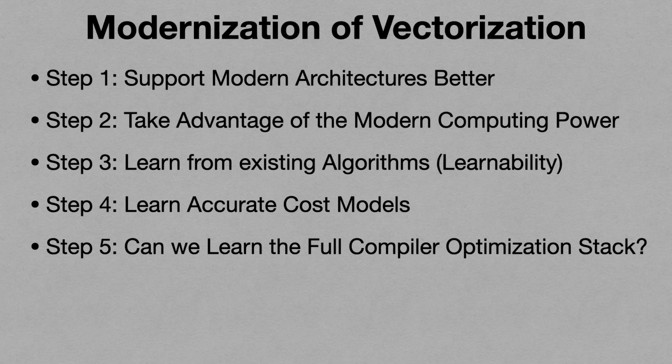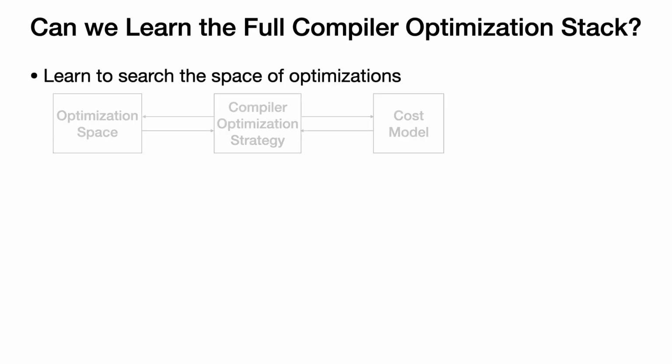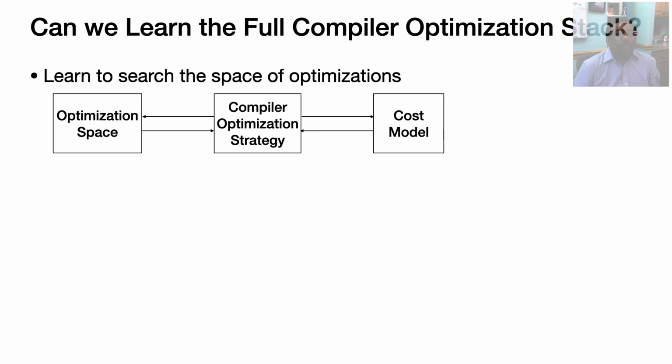So finally, I'm going to talk to you a little bit about whether we can learn the full compiler optimization stack. I showed you how to do vectorization. Can we go beyond? If you look closely at what compilers do, we do three things. First of all, we need to be correct. What that means is each transformation, or each compiler pass, has a space of correct transformations, and you have to describe that precisely. You can't just go do incorrect things here. So there's an optimization space of correct transformations.